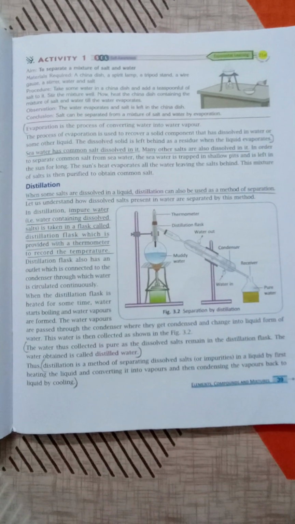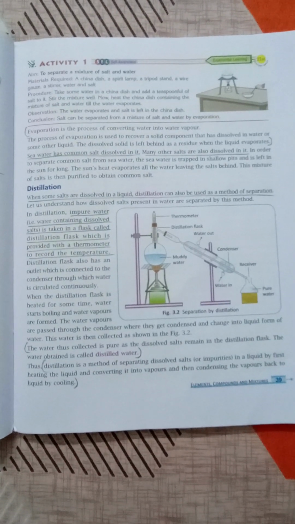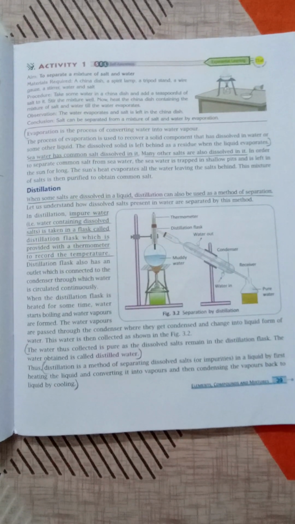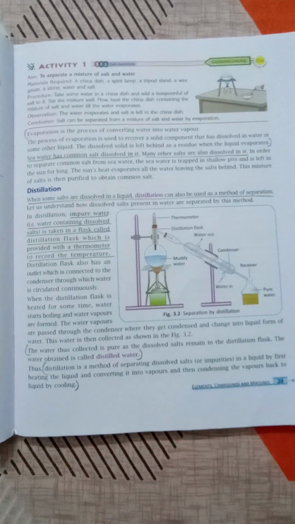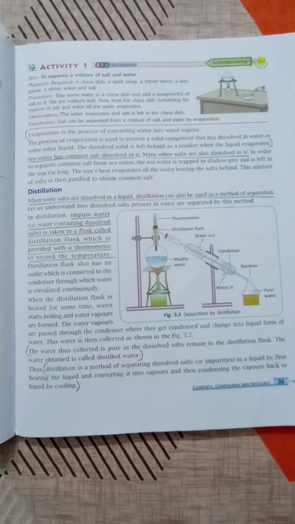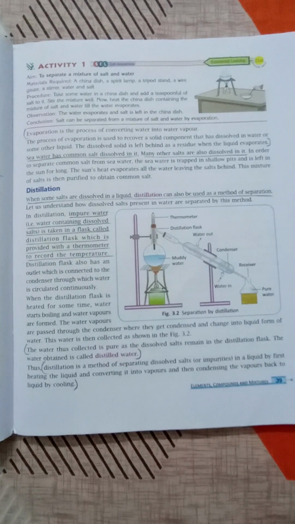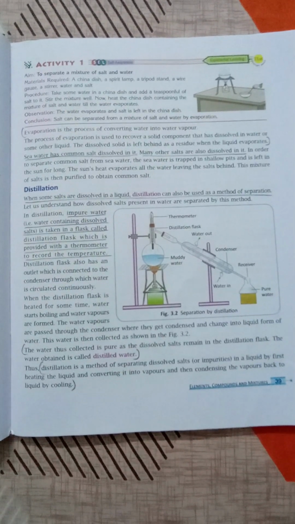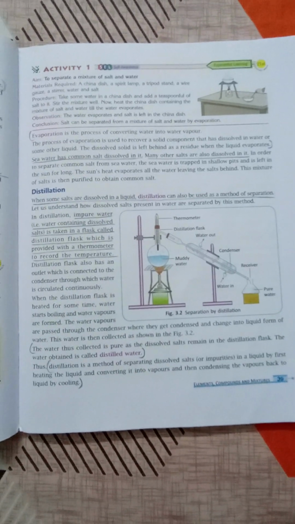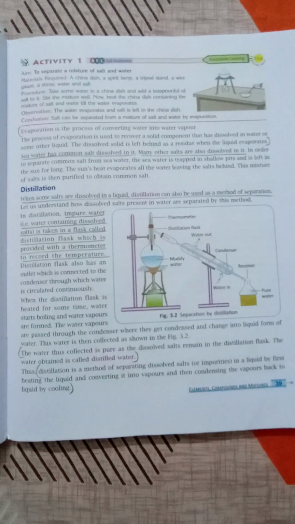In distillation, impure water, that means water containing dissolved salts, is taken into a distillation flask, as you can see in the picture, and it is provided with a thermometer to record the temperature. The water which is collected is pure water, and the dissolved salts remain in the distillation flask. The pure water obtained from the distillation process is known as distilled water.